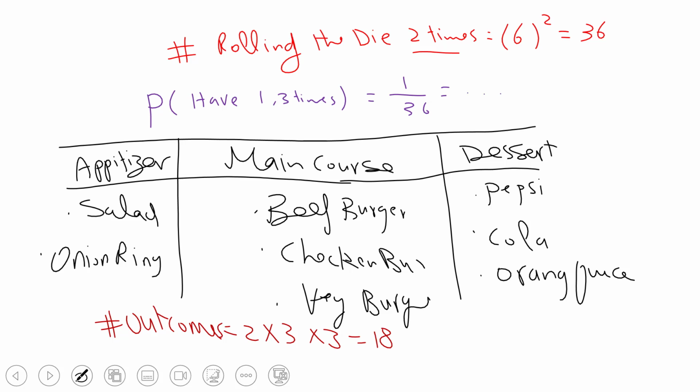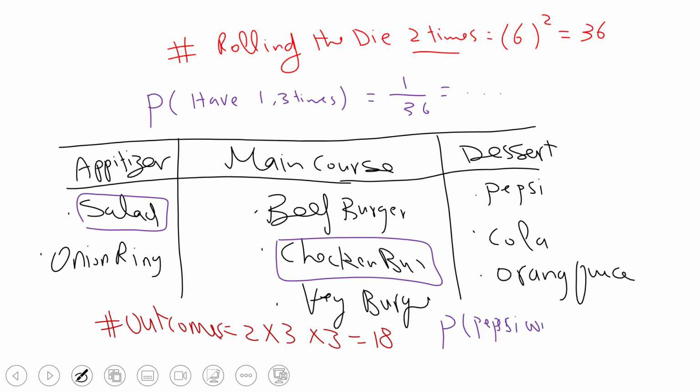Okay. So if I'm asking you, he's already having salad and having chicken burger, what is the probability of having Pepsi? Probability of having Pepsi with salad and chicken burger, right? So he fixed the salad and the chicken burger for you from this.